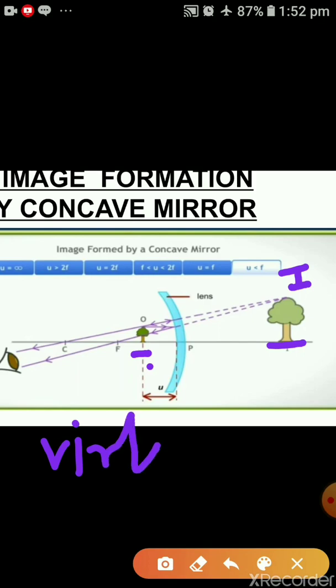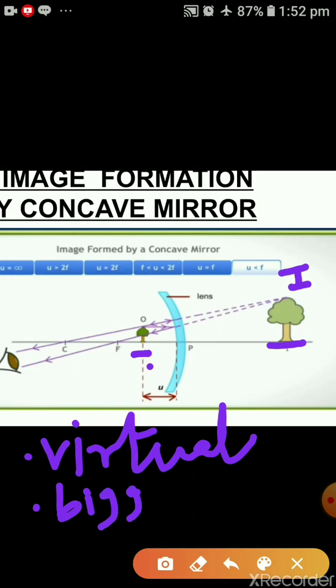What type of image is it? Virtual image. So we have seen the first characteristic, that the image is a virtual image, and the second characteristic, that the image is bigger in size. Now the third thing is, we have to find out the position of the image also. So where is the image forming? The image is forming behind the mirror. So the position will be behind the mirror.